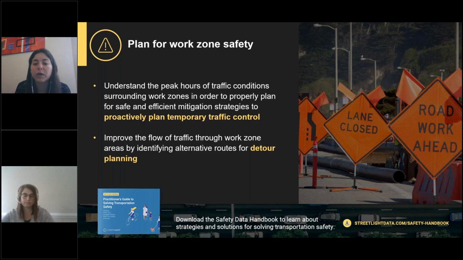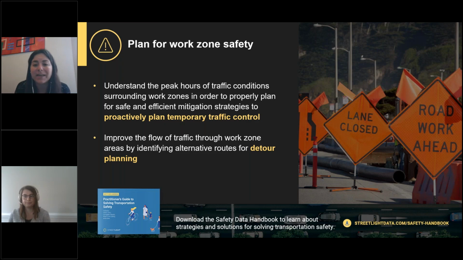Improve the flow of traffic through work zone areas by identifying alternative routes for detour planning. And get the most up-to-date volume on roads, especially roads heavily impacted by dynamic trends like COVID, to understand if a full road shutdown during construction may be feasible, where before only partial shutdowns were allowed. This both improves safety and reduces costs.